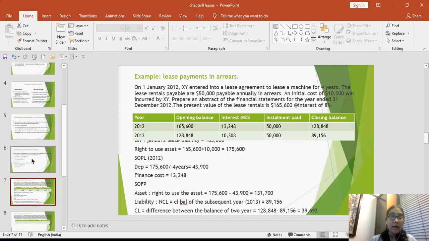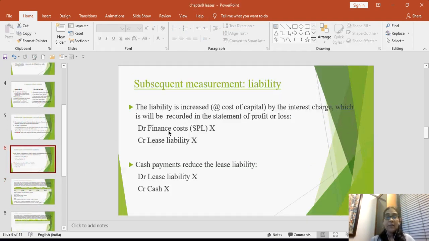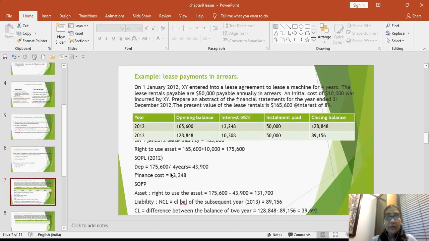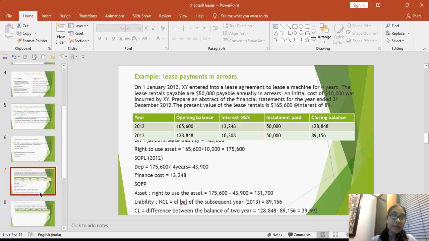Now going back to the journal entry here, you will see you are incurring a finance cost of 13,248. What are you doing with this 13,248? You are adding it to your lease liability. So the journal entry would be debit finance cost, which will be shown in SOPL, and credit lease liability. I hope that is clear. And when you make the cash payment of 50,000, the entry would be, your lease liability is decreasing. So debit lease liability and credit cash. Okay. I hope this is clear.